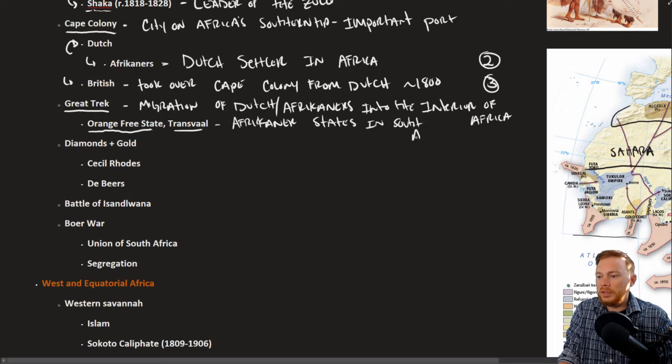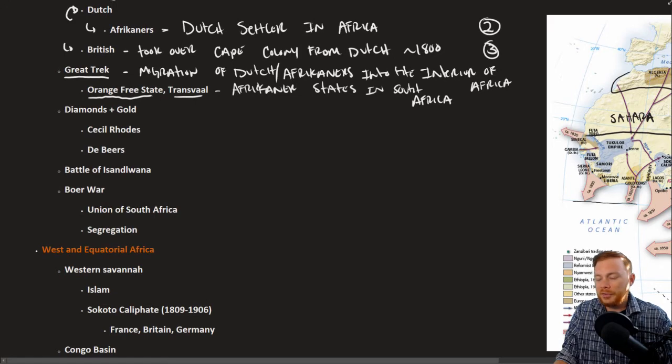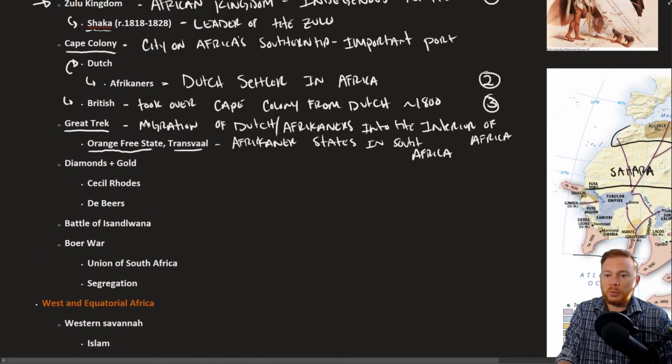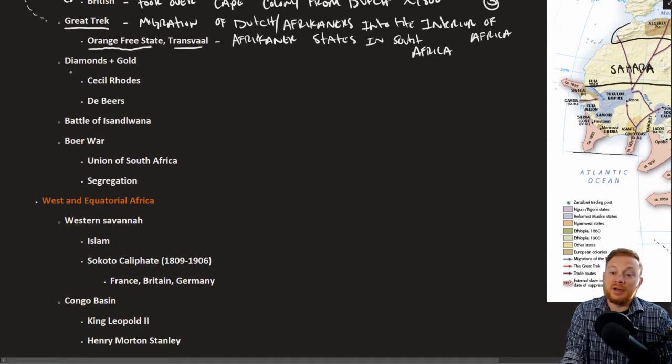And this way, the Dutch population there, or the Afrikaner population, could be separate from British rule. And as long as these groups sort of stayed separate from one another, there were not as many issues. Although I will say that the Great Trek did put the Dutch into further conflict with some of the native population who had previously inhabited those regions.